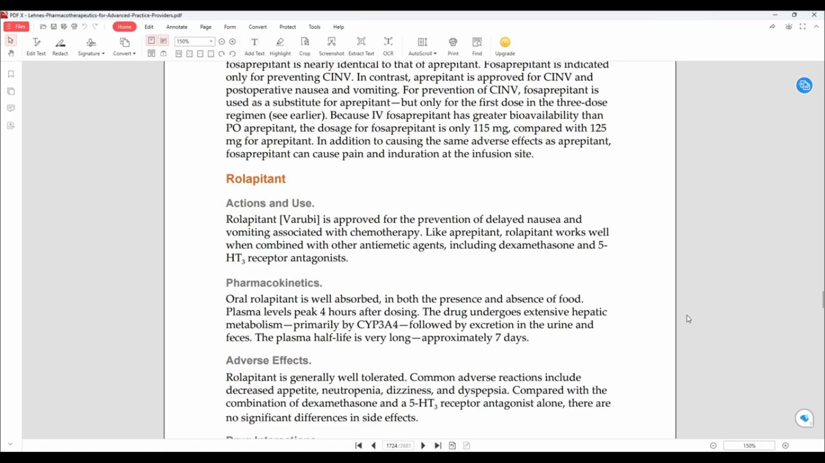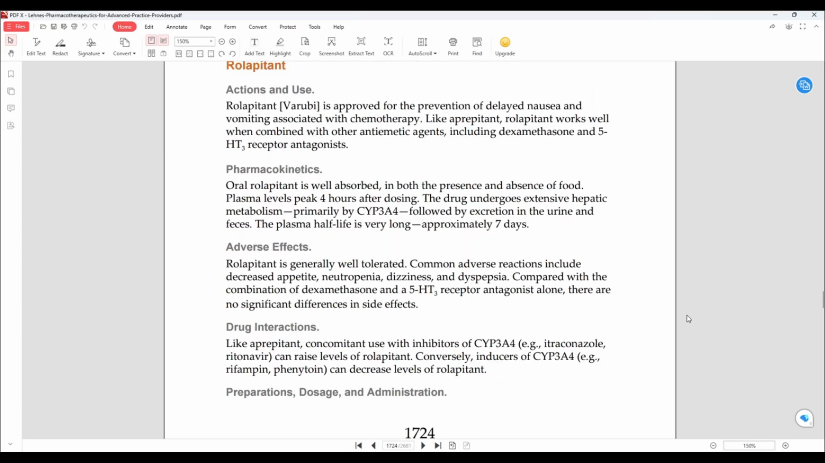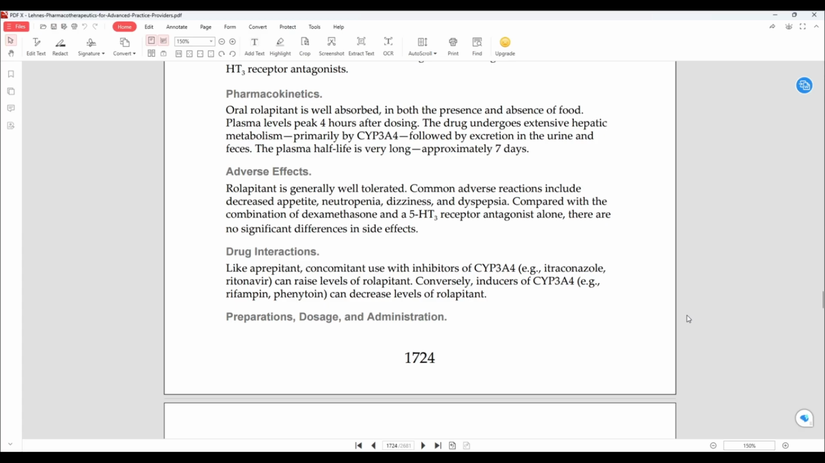Which takes us now to the third medication, rolapitant. Its action and use. Rolapitant is approved for the prevention of delayed nausea and vomiting associated with chemotherapy. Like aprepitant, rolapitant works well when combined with other antiemetic agents, including dexamethasone and a 5-HT3 receptor antagonist. Its pharmacokinetics. Oral rolapitant is well absorbed in both the presence and absence of food. The plasma levels peak 4 hours after dosing.